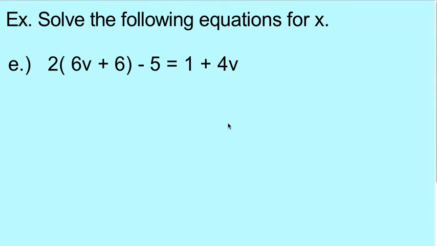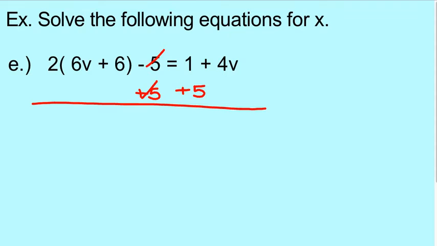This is part 2 of solving linear equations. What I'm going to do first is add 5 to both sides. The negative 5 and the plus 5 will cancel out. 1 plus 5 is 6, and then everything else stays as it is.